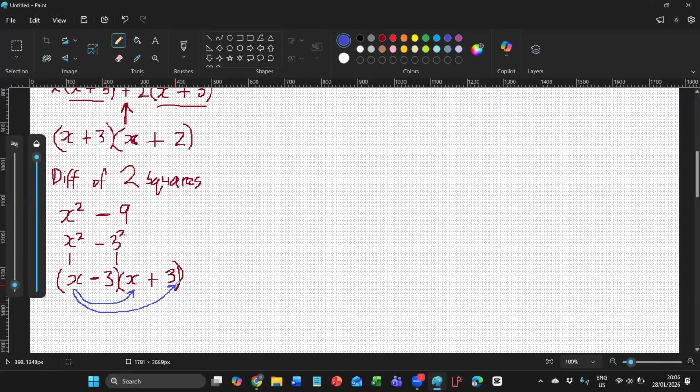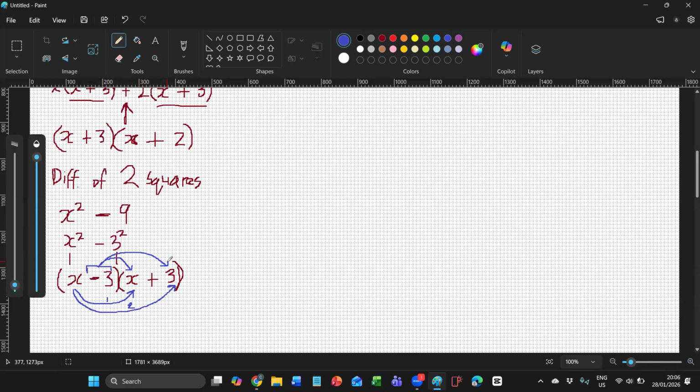X will take on plus 3. So this is step 1. This is step 2. Then now take note of this one. There's a minus sign in front of the 3. So I'm going to put, do you understand? And say minus 3 times x. And then minus 3 times plus 3.